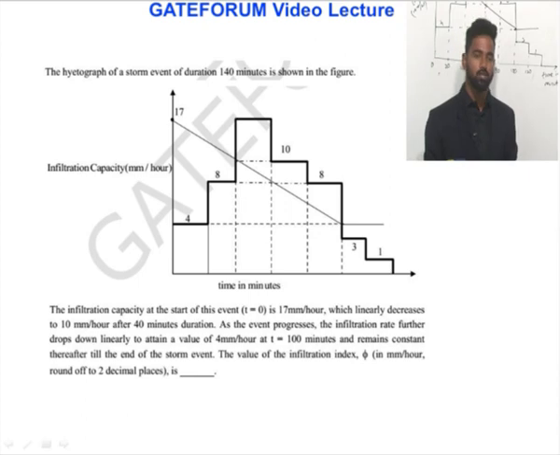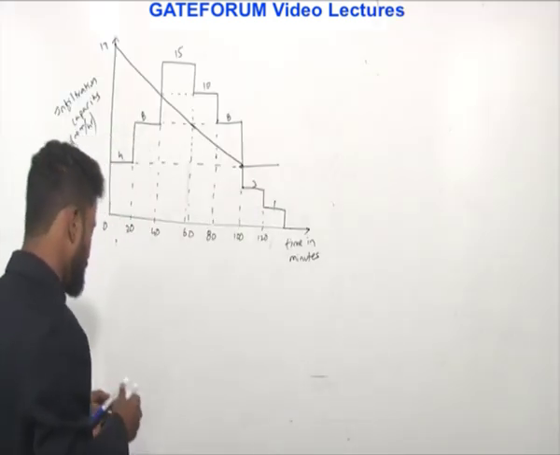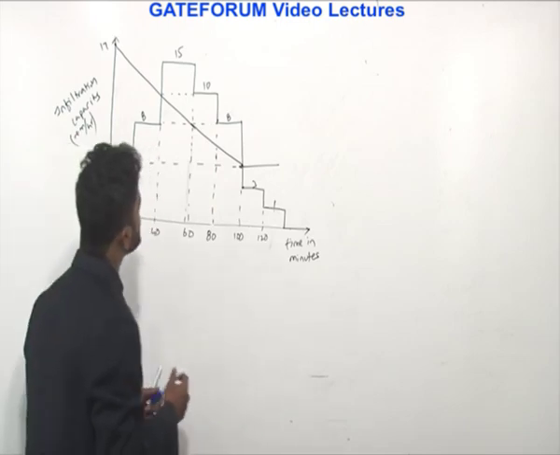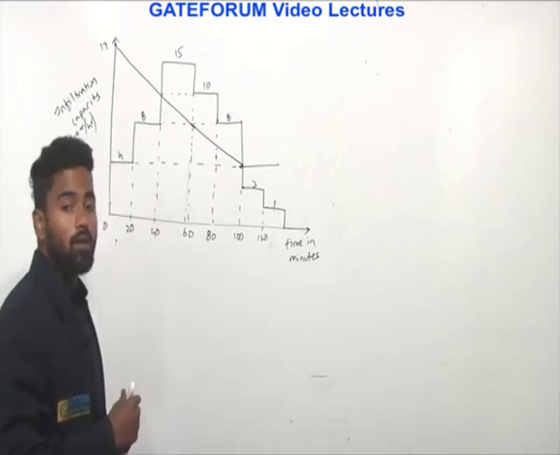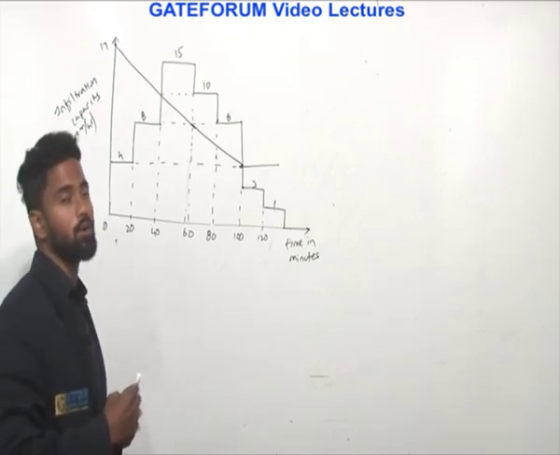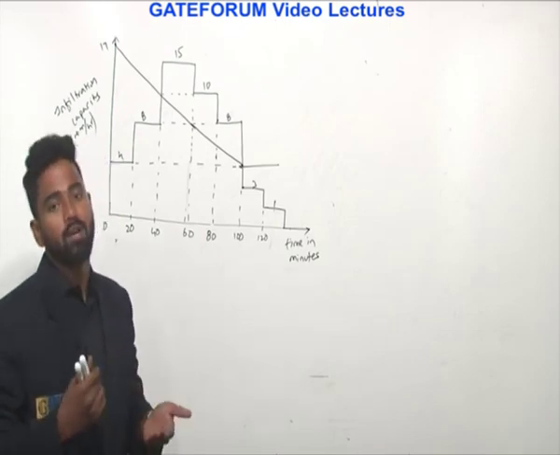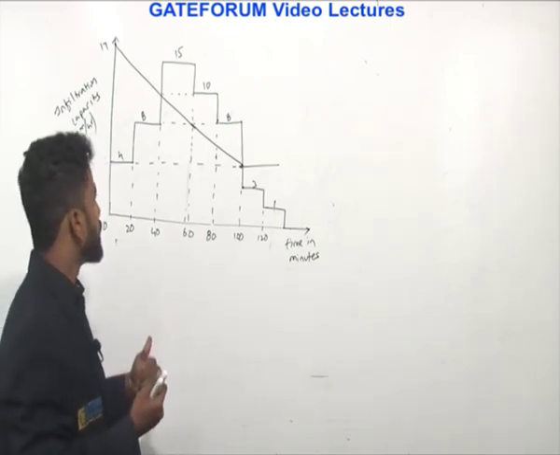The question asks for the value of the infiltration index. If you go from the definition, it is the infiltration rate above which rainfall volume is equal to runoff volume. So to calculate the infiltration index, first we have to calculate the runoff.